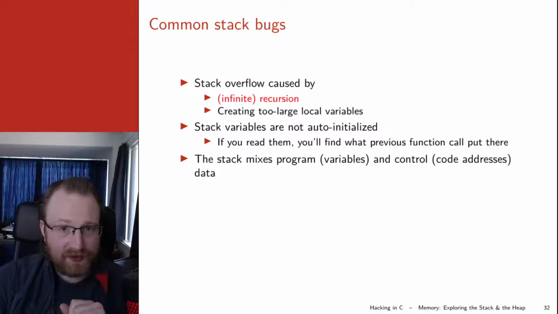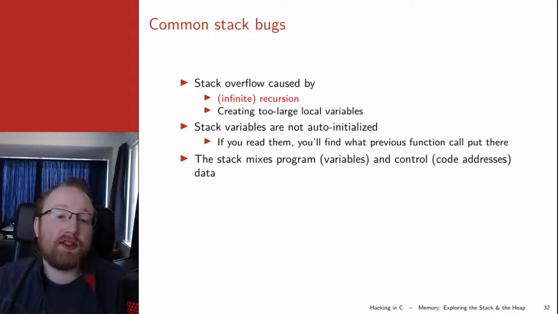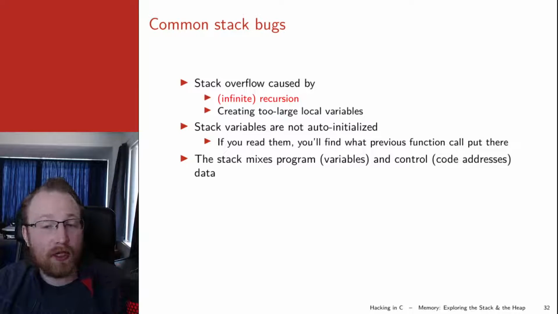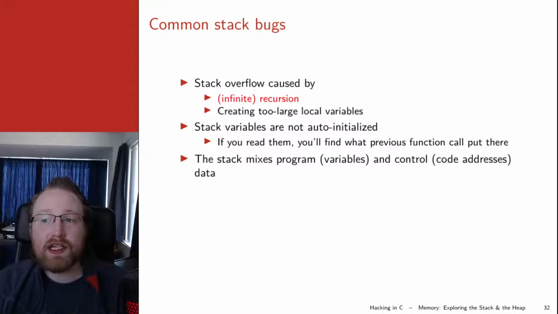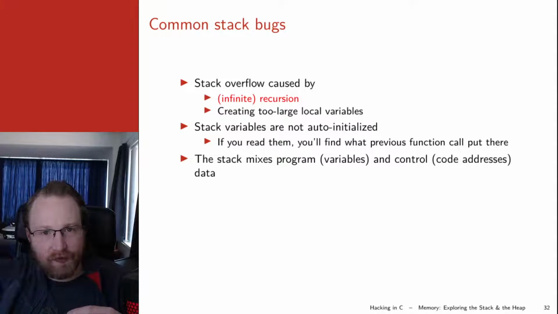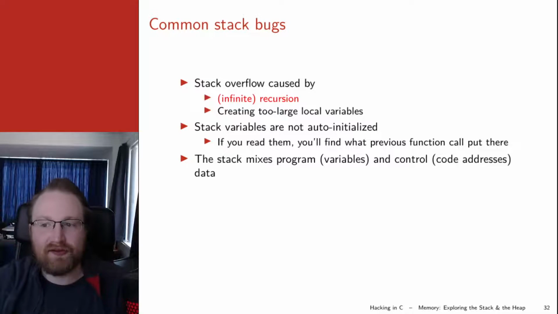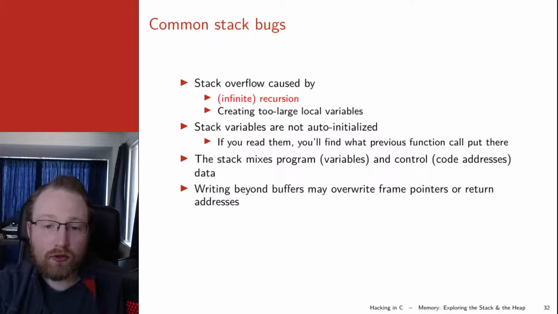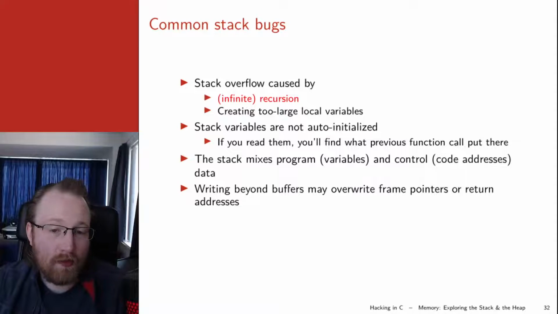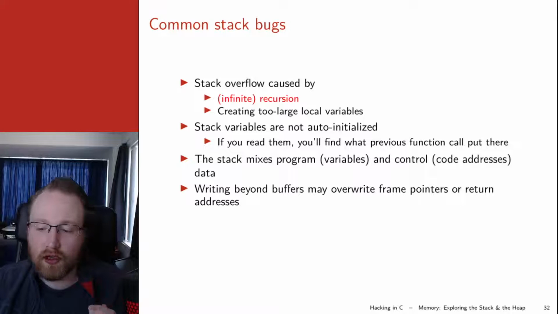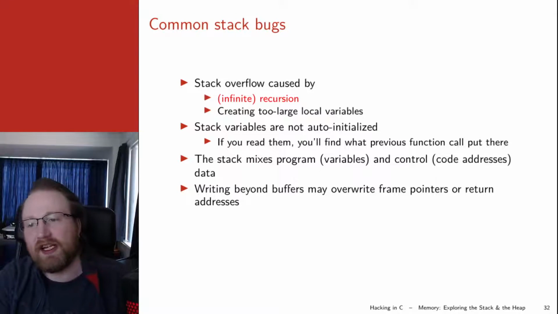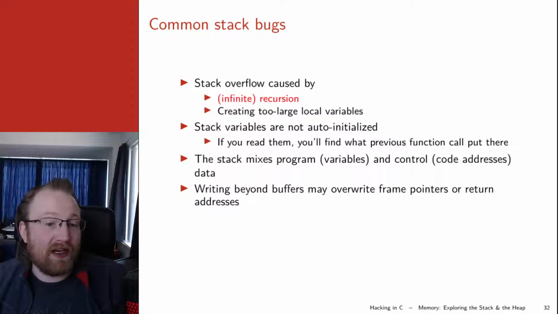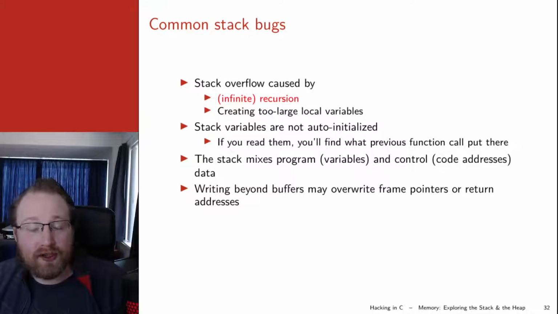What's also pretty important, at least on our von Neumann architecture, is that the stack mixes program data and control data. So it mixes the variables with the address information needed to step through the code, right? The return address is in between the variables, which may become a problem if you write beyond buffers. So if you accidentally or intentionally write to a pointer or an array outside of the bounds of that thing, then you may override frame pointers or return address. You may override some of these control data.